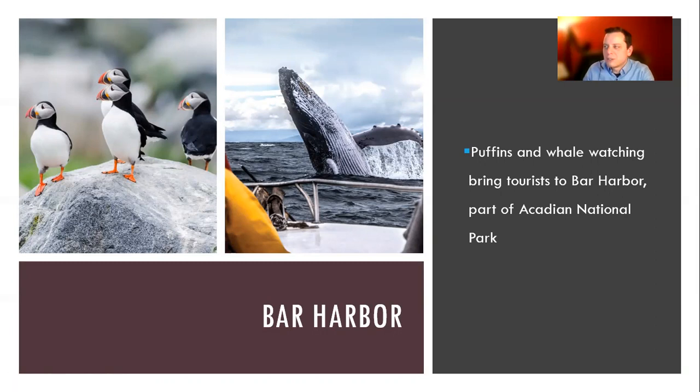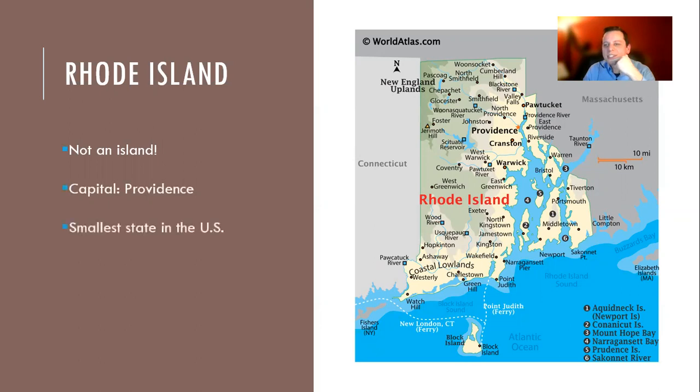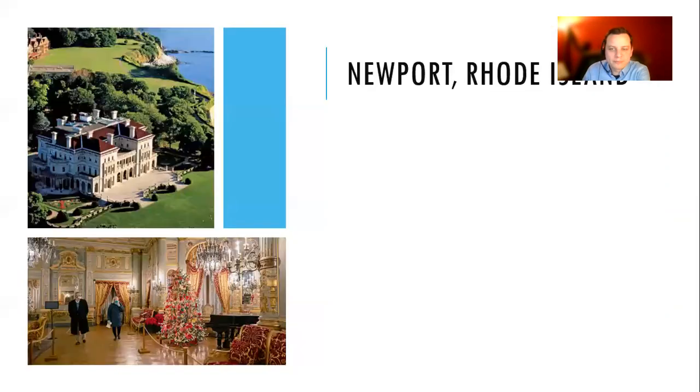Moving on, we'll go to Rhode Island. Now, Rhode Island is the smallest island in the smallest state in the United States, but it's not an island. Capital is Providence. Like I said, it's the smallest state in the US, and you've got Block Island that we'll visit, and we'll also visit Newport. So let's go to Newport first.